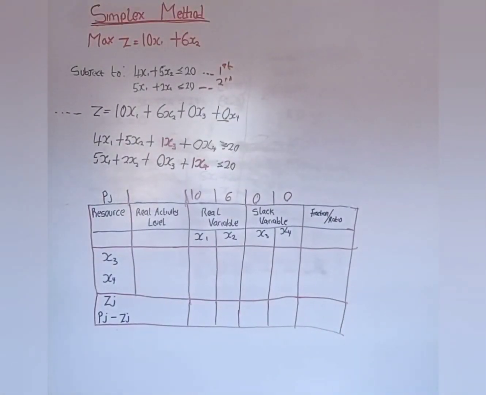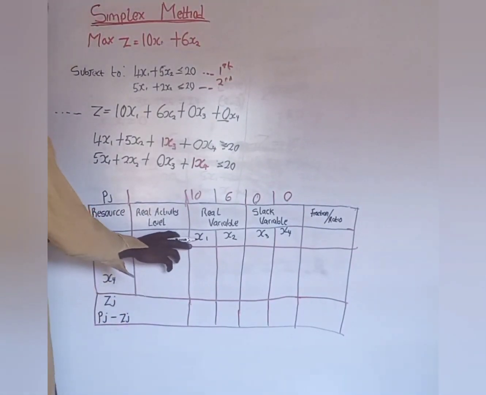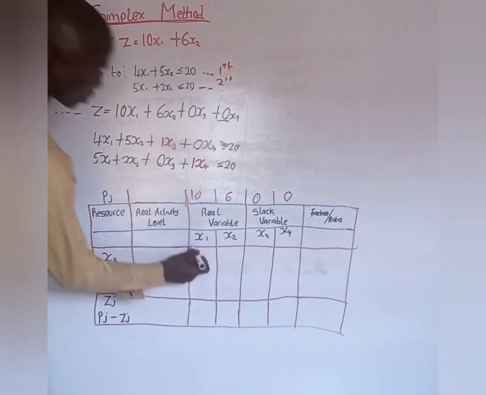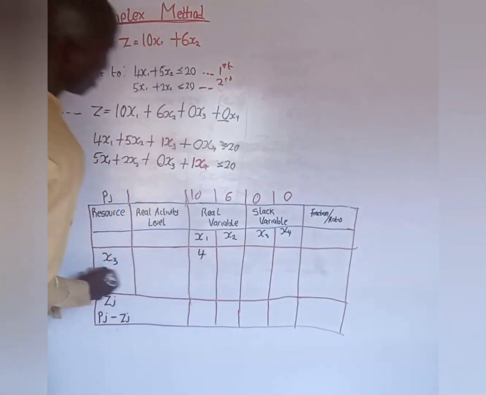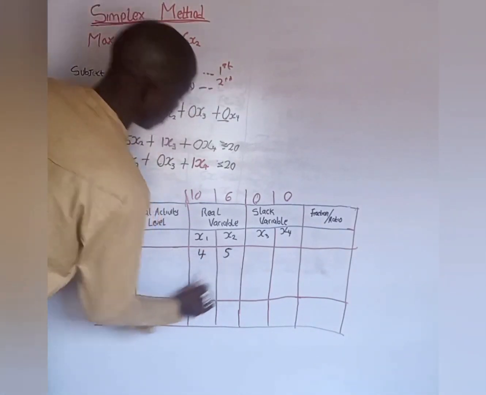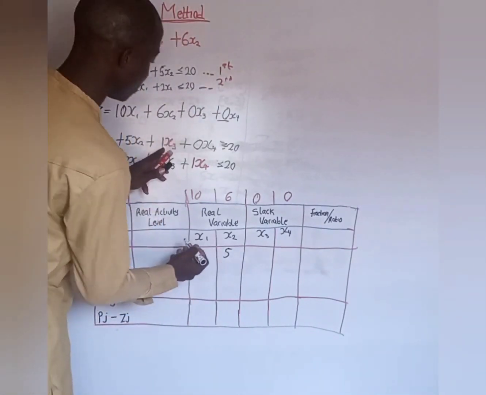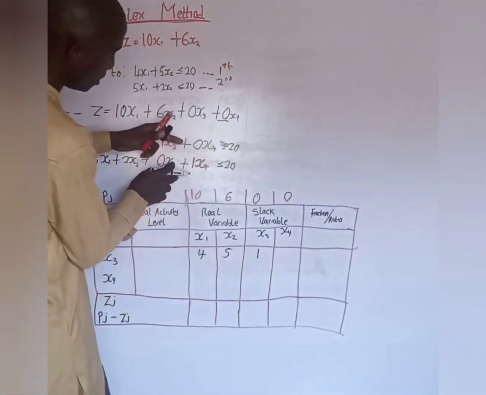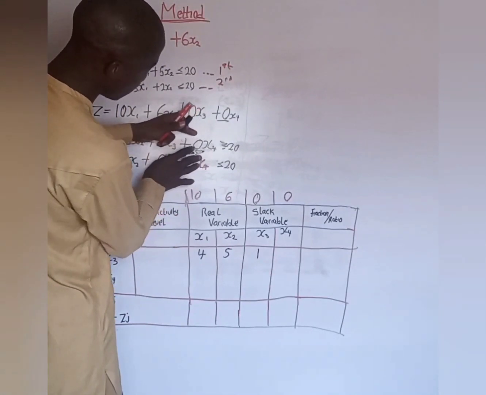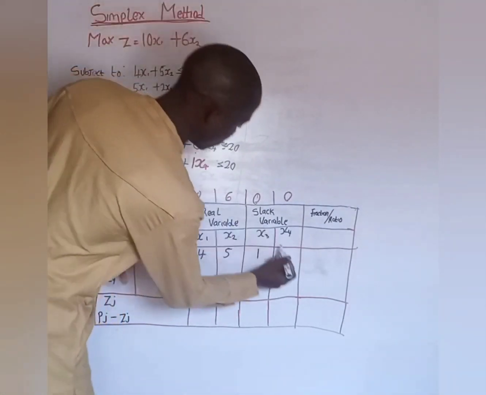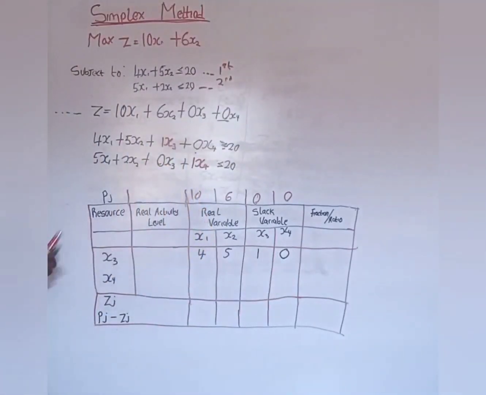Okay, now let us proceed. The coefficients of x1. The coefficient of x1 in this place is 4, so I'm going to be writing 4 in this place. The coefficient of x2 is 5, while the coefficient of x3, which is the slack variable, is 1. Have you seen it? 1. Then the coefficient of x4 in the first constraint is 0. So that's the first thing.